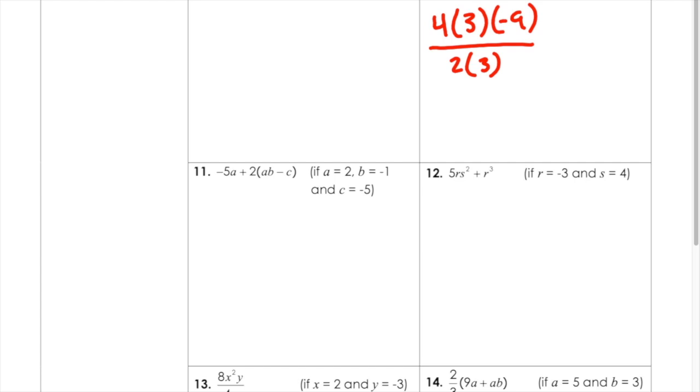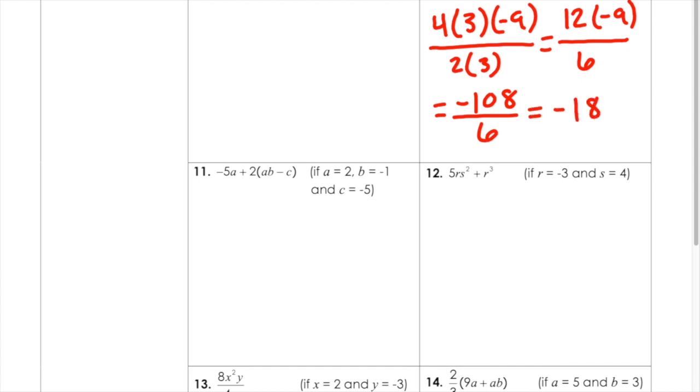So this is going to equal 4 times 3 is 12 times negative 9 all over 6. Right, and then I'm going to solve 12 times negative 9, which is negative 108 all over 6. So now that I have my numerator simplified and my denominator simplified, I just need to divide. And negative 108 divided by positive 6 is negative 18. So I'm done with that one.